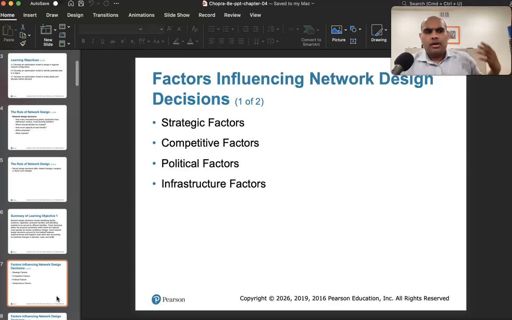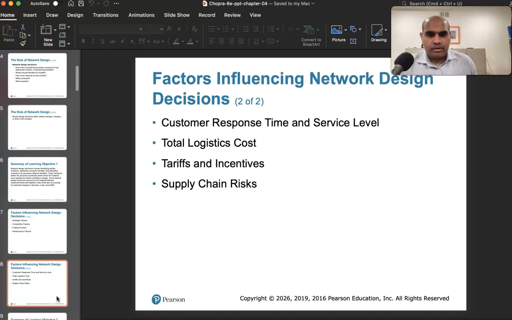The first factor, obviously, is some sort of strategy at the company level. So any factors that trickle down to the supply chain level, those strategic factors are important. Competitive factors are important, obviously. Political factors definitely play a role, especially with supply chain design, because they tend to go across political boundaries, right? Not just country boundaries, but sometimes state boundaries, even within the United States and so on. So, of course, infrastructure factors. These are all important factors influencing network design, and we'll go over each of these in a second.